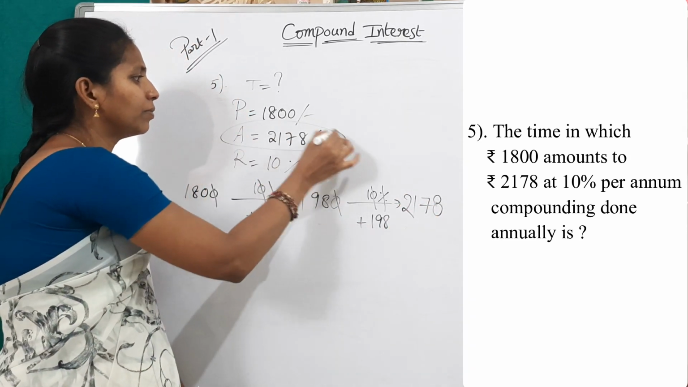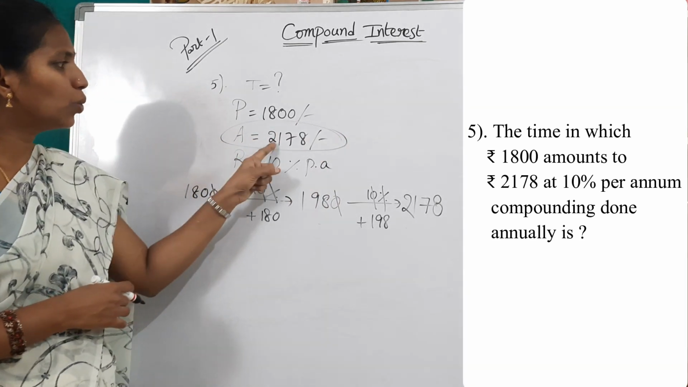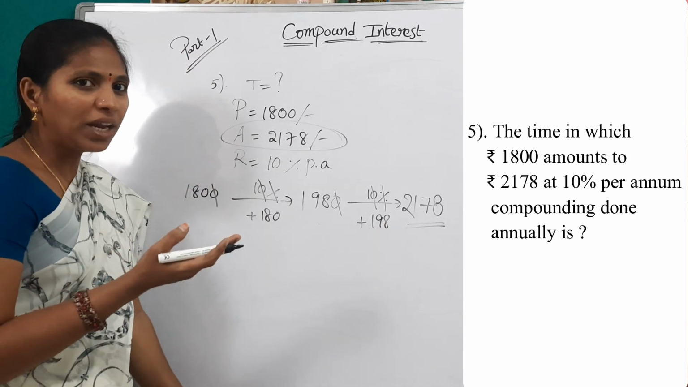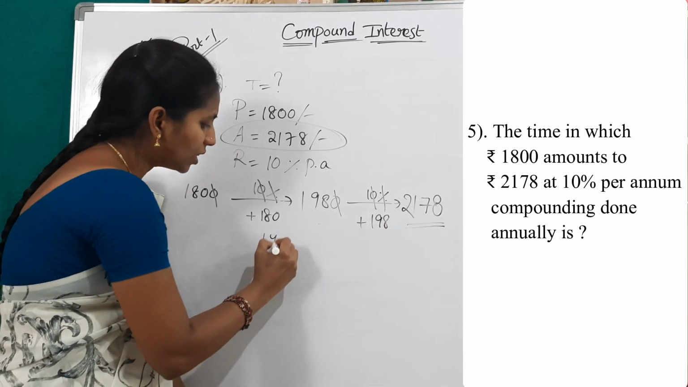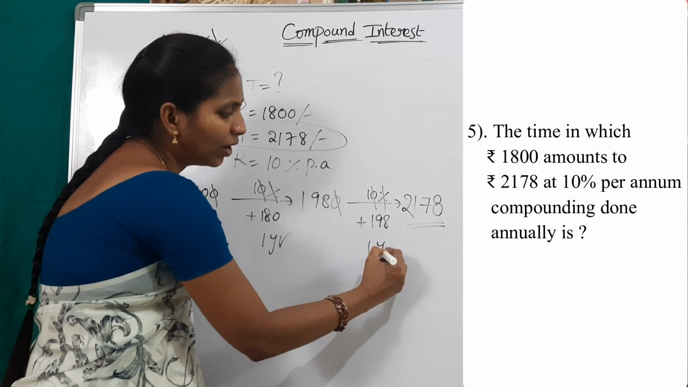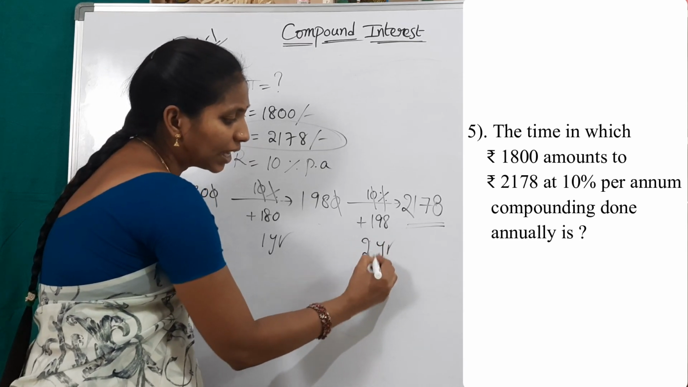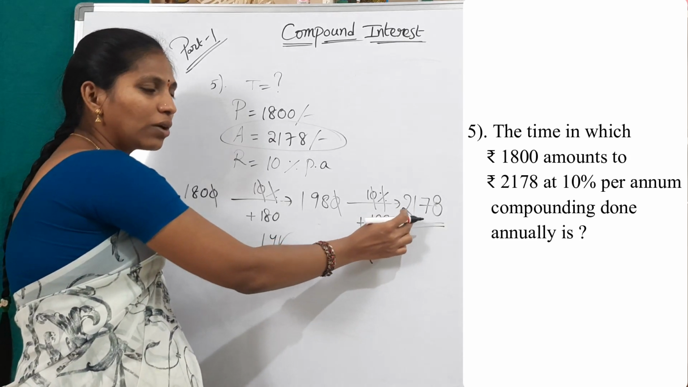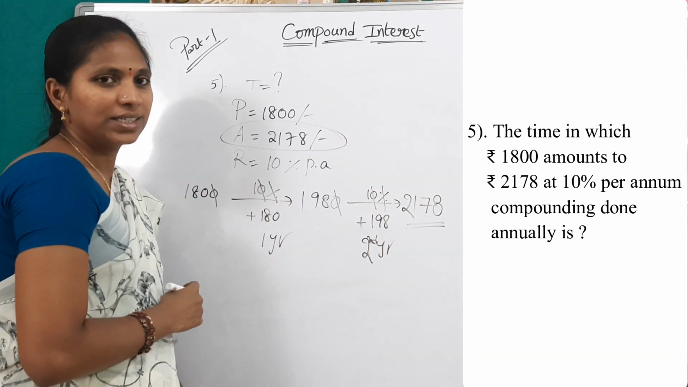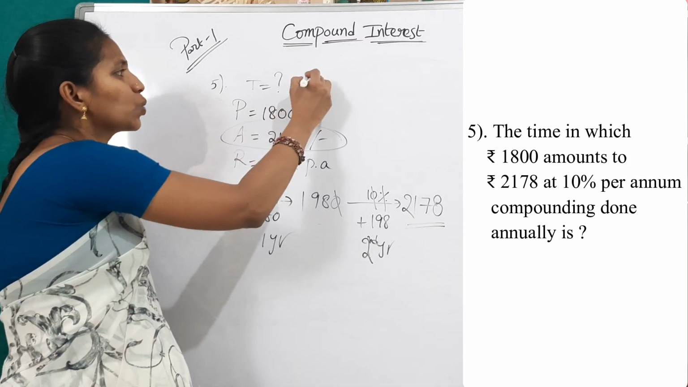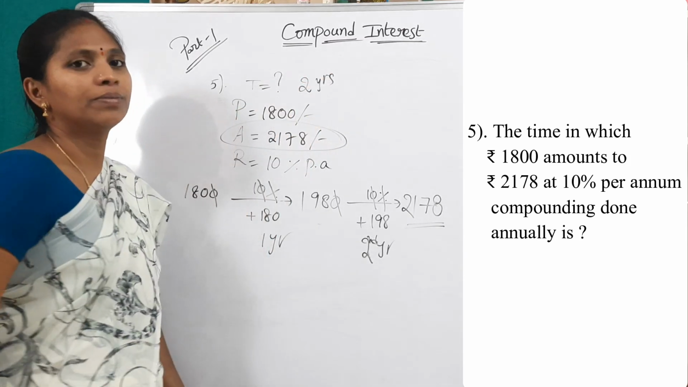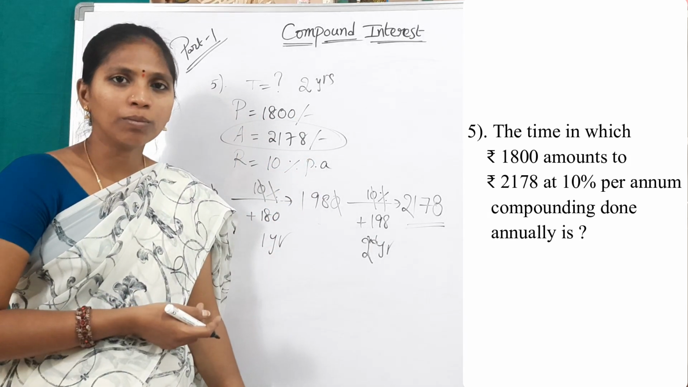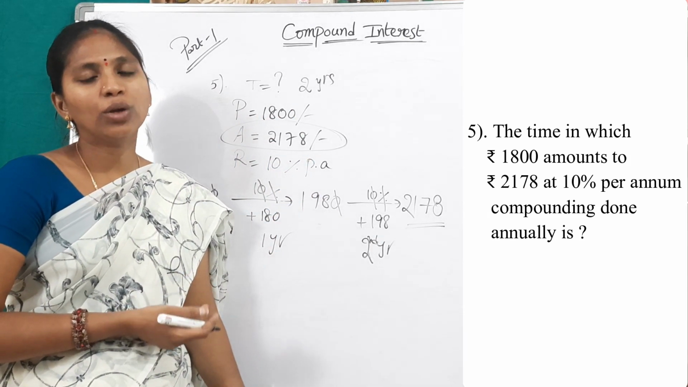See this. Amount is 2178. Here the amount is 2178. After how many years? After 2 years. This is for 1 year and this is for 1 year. Means for the second year. So after 2 years, what is the amount? 2178. So the answer for this question is 2 years. Otherwise, directly substitute all these values in the formula, then find out the value of t.